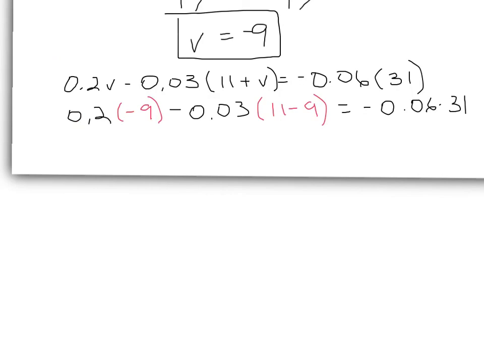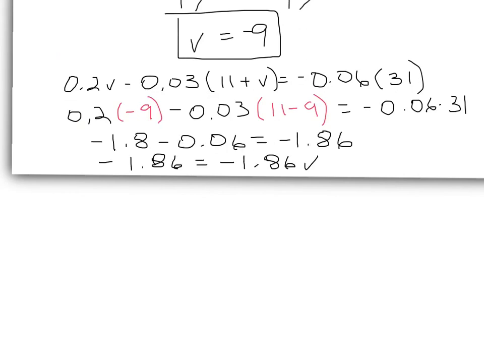So we're going to check our work by plugging negative 9 in for v, and if you're not comfortable enough with decimals, you can just use your calculator to do this part, and you'll find that it checks, and so your answer is v equals negative 9. So go ahead and work the next problem.